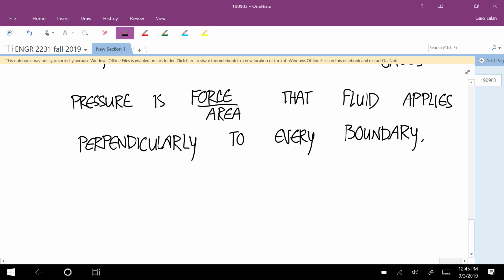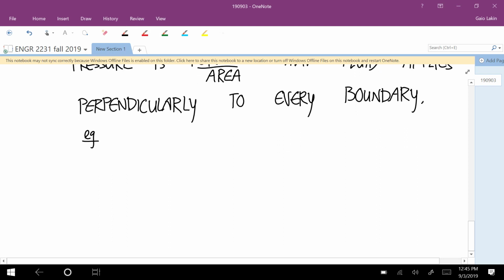So for example, let's say this is a cross section of a cylindrical tank holding a gas. There's gas on the inside, and the gas pressure applies a force per area perpendicular to the surface, so everywhere it's exactly normal to that surface. Okay.